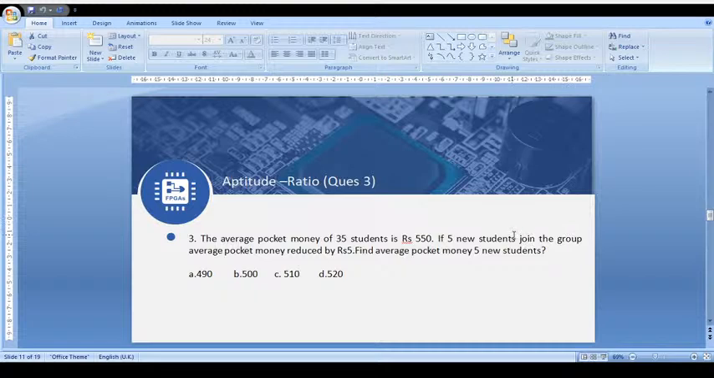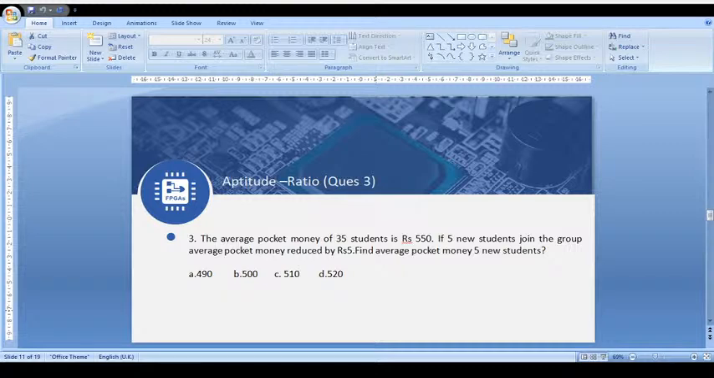Okay. Then initially the average pocket money of 35 students is 550, and if 5 new students join the group, the average pocket money reduces by rupees 5. Then find the average pocket money of 5 new students. Okay. 35 students, 550. Then it says that the average pocket money of 35 students is rupees 550, and if five new students join the group, then the average pocket money is reduced by rupees 5. That means it becomes 545, right?